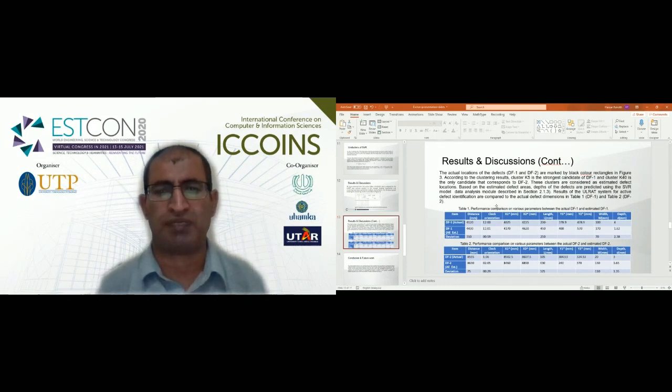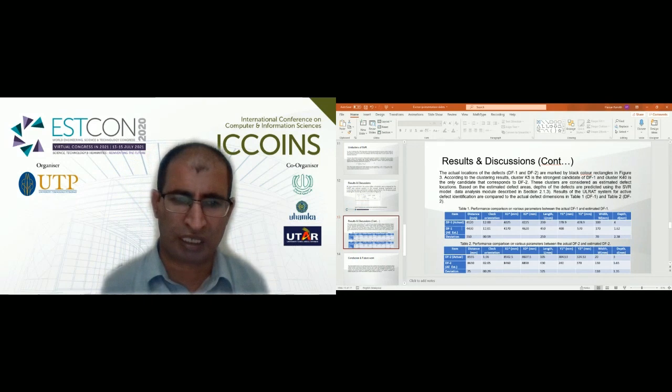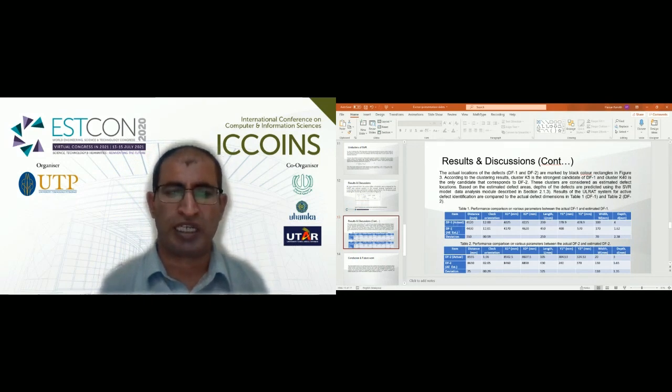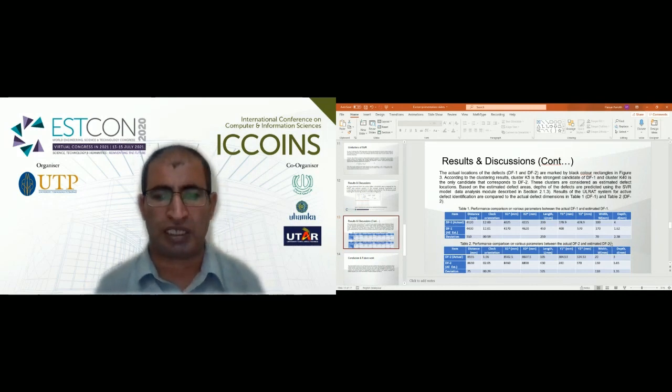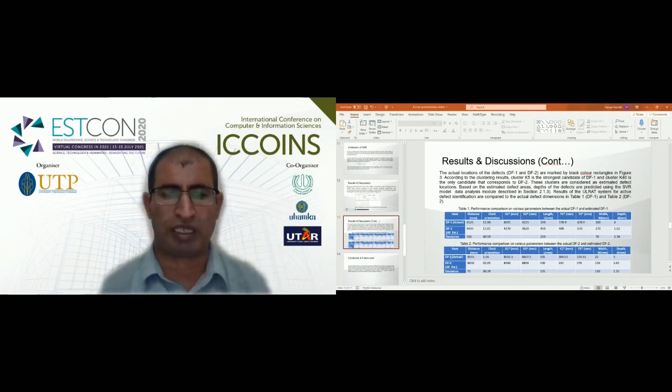Here we can see the defect 1 actual position, and this is the defect 1 position estimated by acoustic emission, and this is the deviation of the result from the original defect. Here is the same for the actual defect 2 and the one estimated by AE.